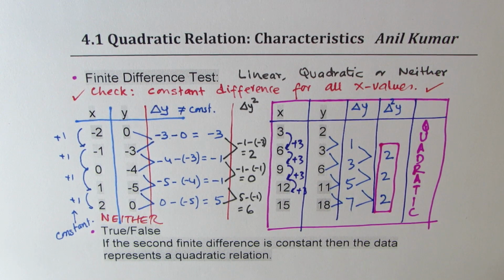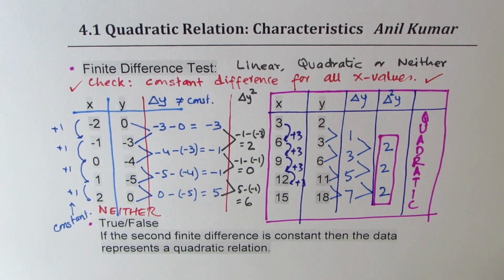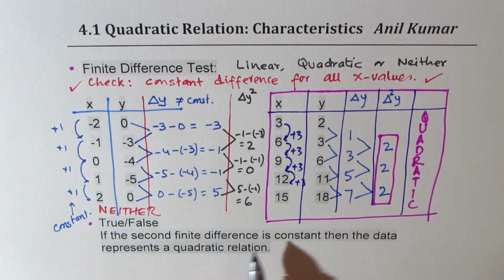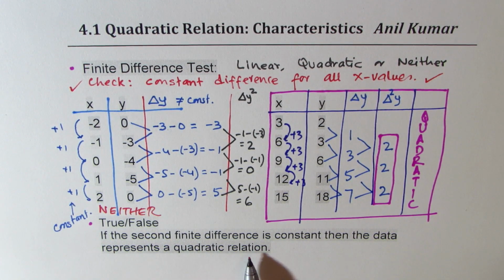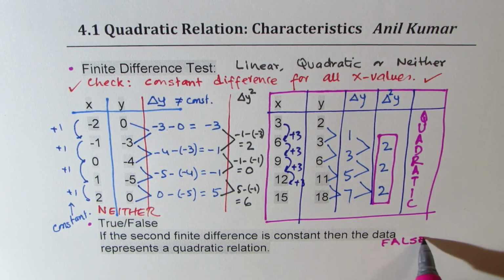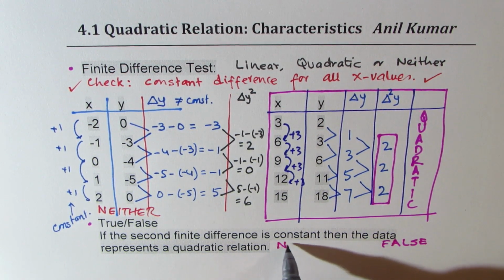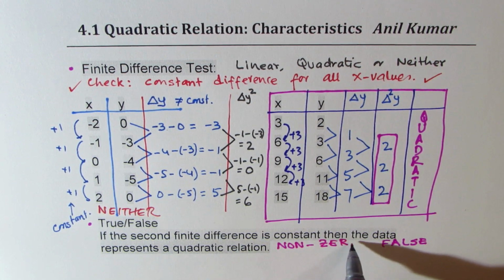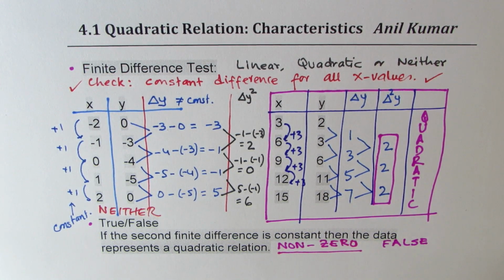So I hope you have understood this process. What do we mean by second difference being constant? Correct? Now here is a true or false question for you: if the second finite difference is constant, then the data represents a quadratic relation. True or false? What do you say? Well, this statement is false. You know why? We have to also mention that it has to be non-zero. This is important to say. So if the second finite difference is 0, which is also a constant, in that case it is a linear relation, not quadratic. So at times these types of questions could be very tricky, so be careful about it.